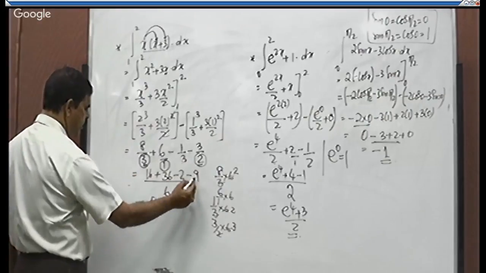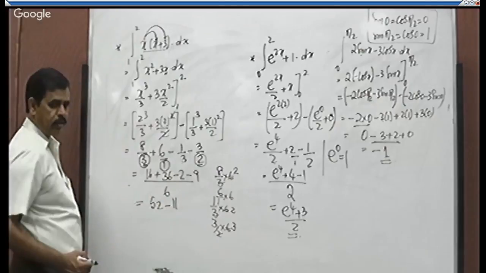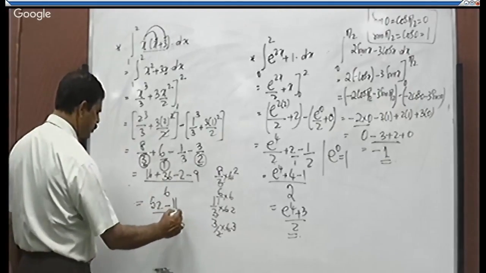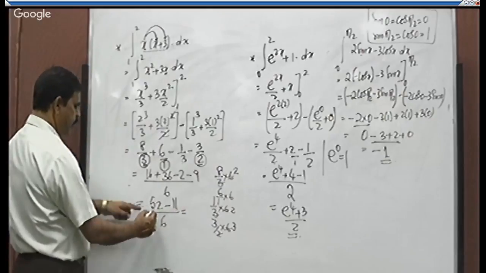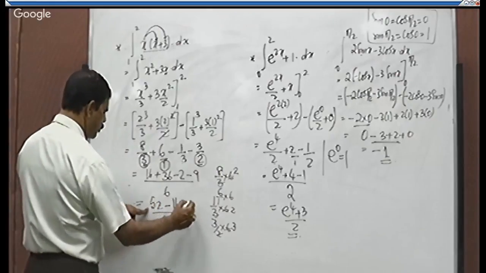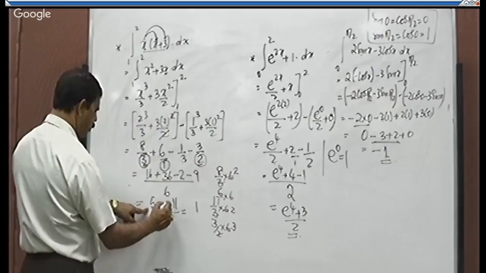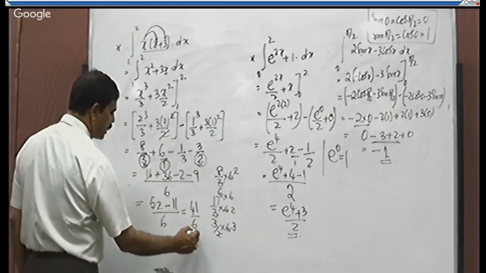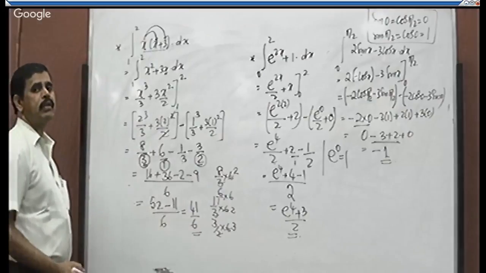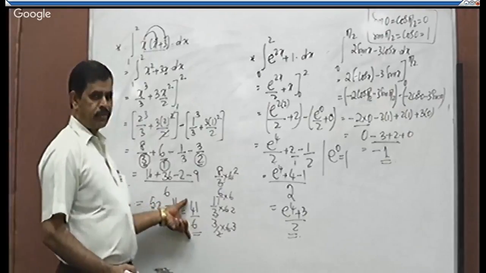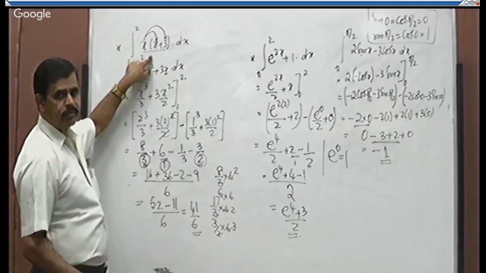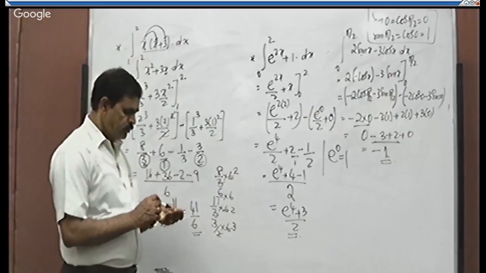These are negative numbers. Add negative numbers. Minus 2 minus 9 is minus 11 divided by 6. This is equal to 52 minus 11, 2 minus 1 is 1, 5 minus 1 is 4, divided by 6. Check whether it cancels, otherwise write as it is. So this is the definite integral value of this problem. Okay.